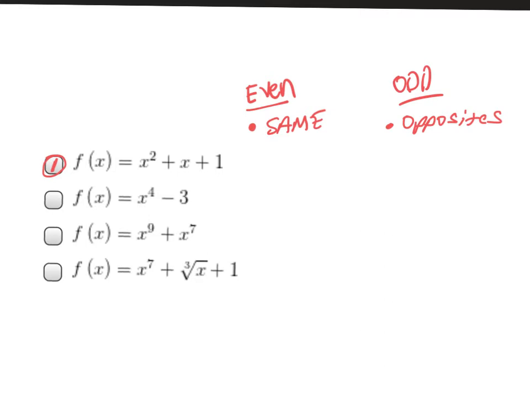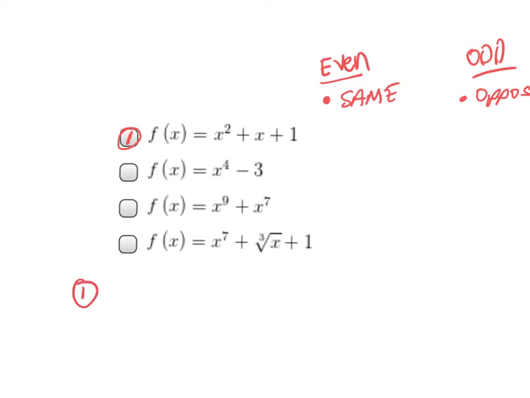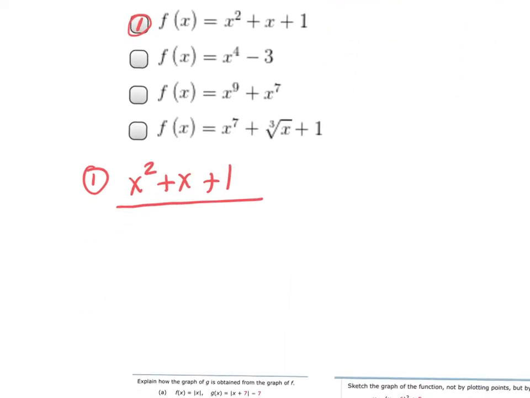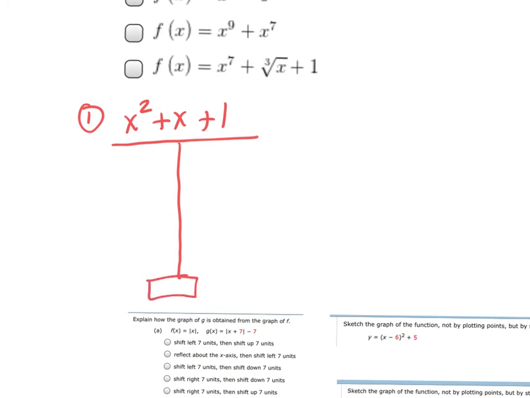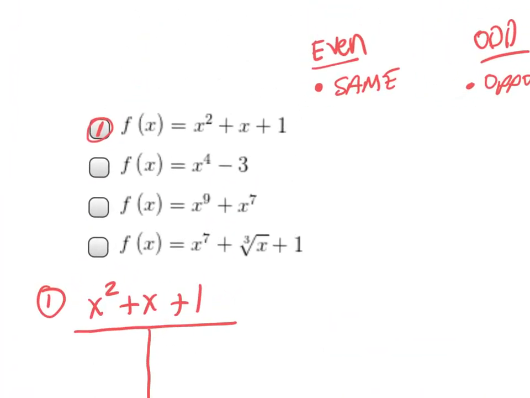So when I do number 1, I'm going to put number 1 right here, and I'm going to write out my function, x squared plus x plus 1. Okay, now I'm going to set this up. And then I look at my highest exponent. What is the highest exponent in this problem? 2. So this function can be one of two things. It can be what or what? Even or neither. Those are the only two options.